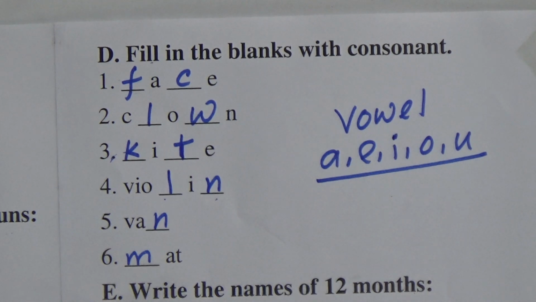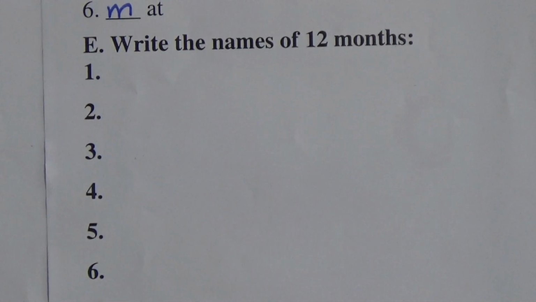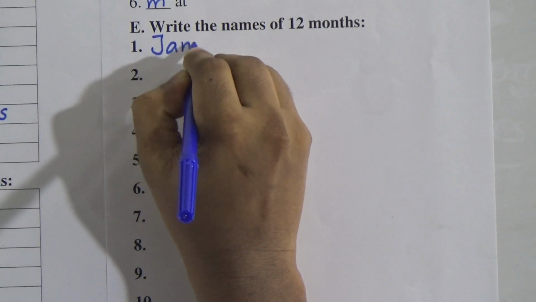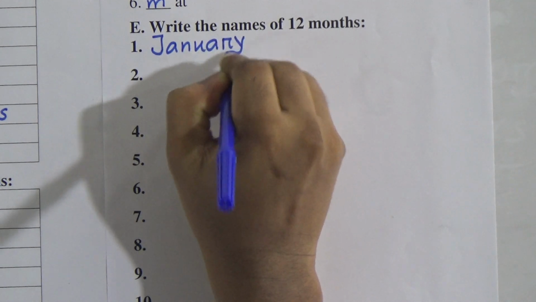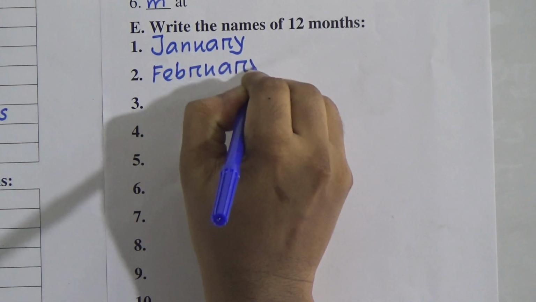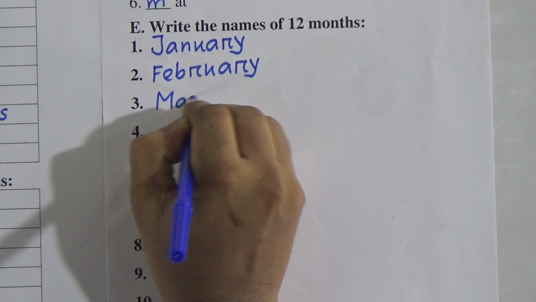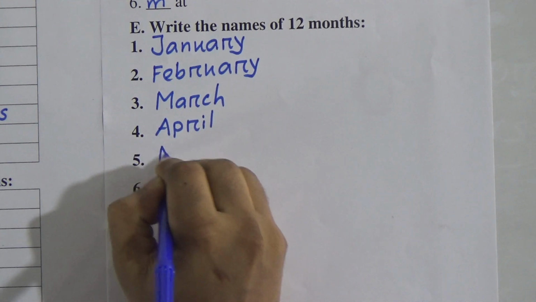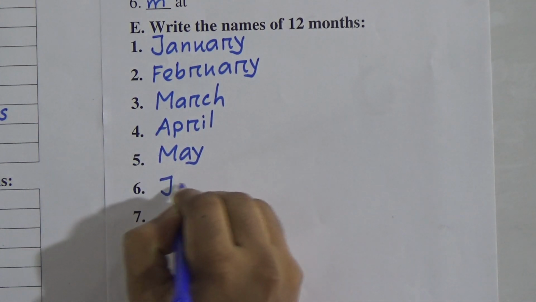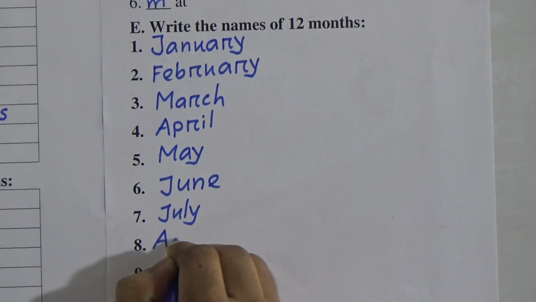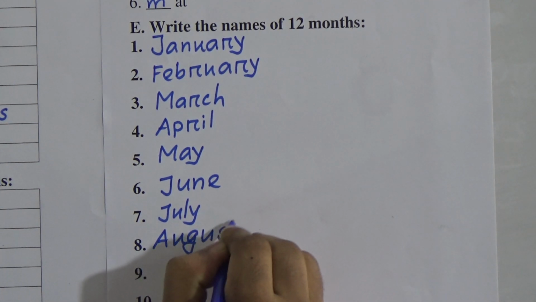Grammar number E: write the names of 12 months. Do you know the 12 months? The first month is January, and for all the names of the months, the first letter will be in capital. January, J-A-N-U-A-R-Y. Next, February, then March, then April, May, June, July, August, A-U-G-U-S-T.